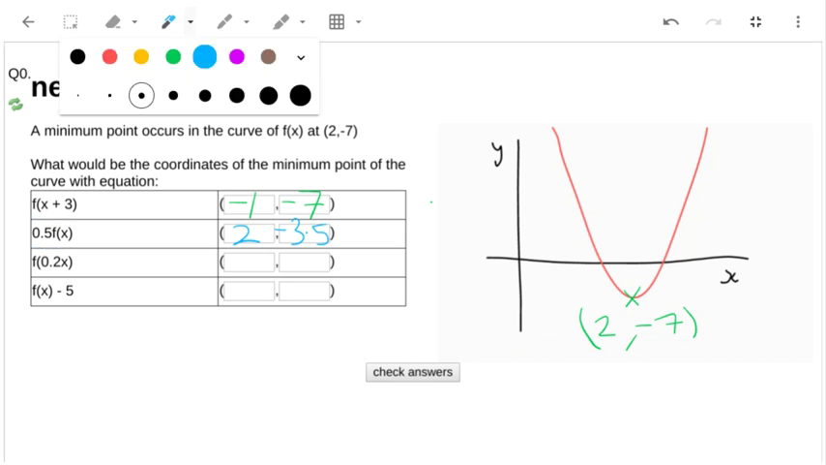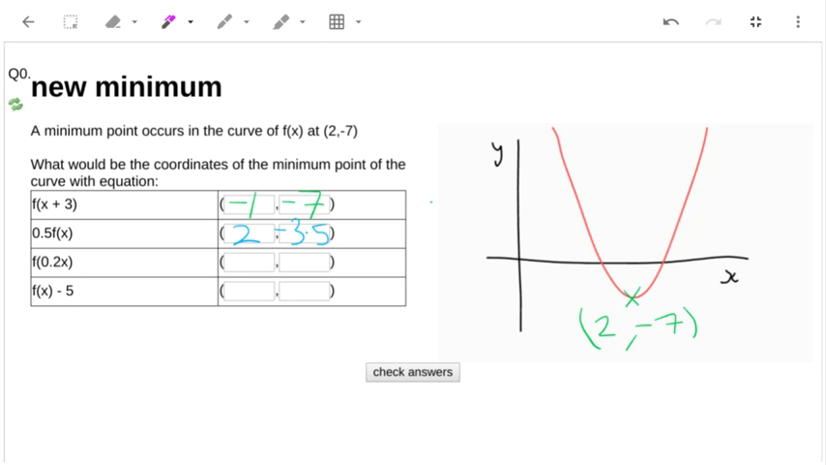The next one now, I've got something happening to the inside of the bracket, something happening to the x, 0.2 multiplying it. Instead, we divide it by 0.2, which is very similar to, well, it's identical to multiplying everything by 5. So we multiply all of the x coordinates, in this case, by 5, so 2 becomes 10.